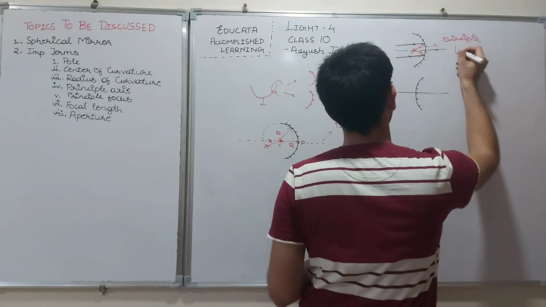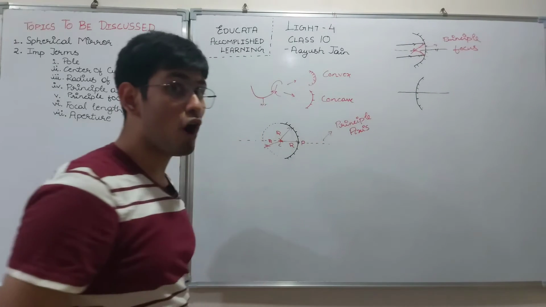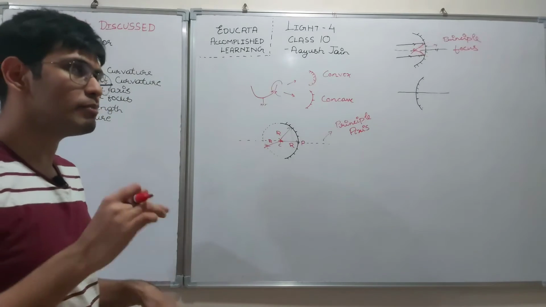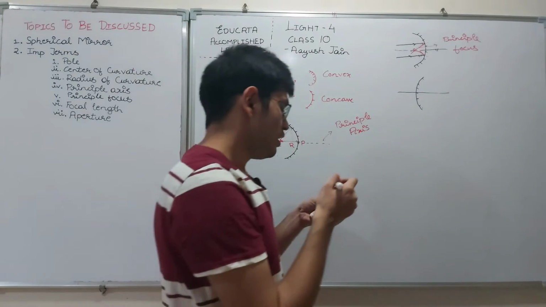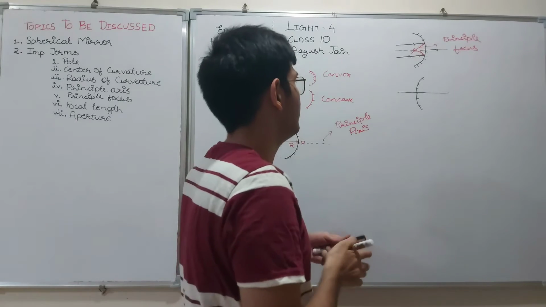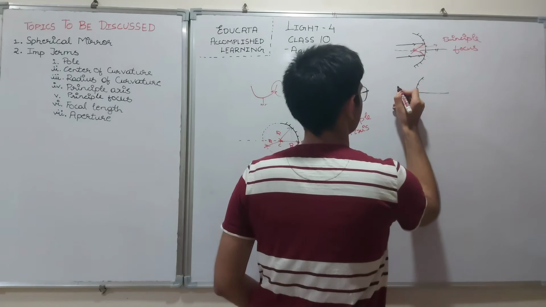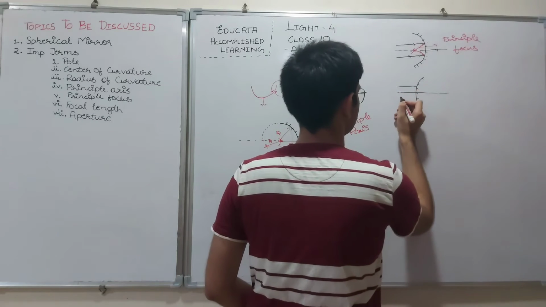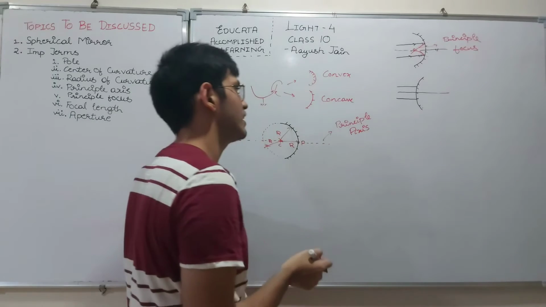Principal focus. Okay, now in this particular case, what will happen? Will the diagram be similar in this case? No, it will not be similar. See, what will happen over here is something like this. Suppose this is the parallel ray which is passing. This is also a parallel ray, which is a ray passing parallel to the principal axis.